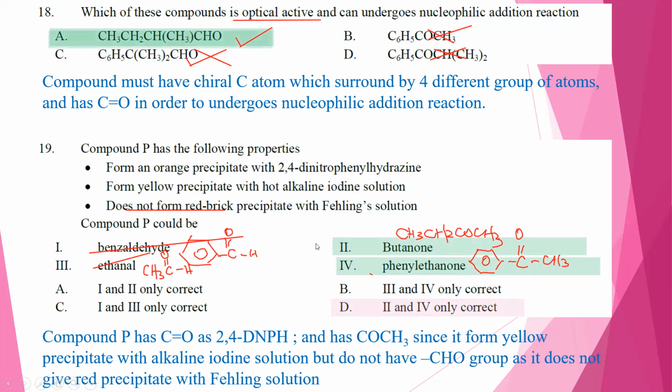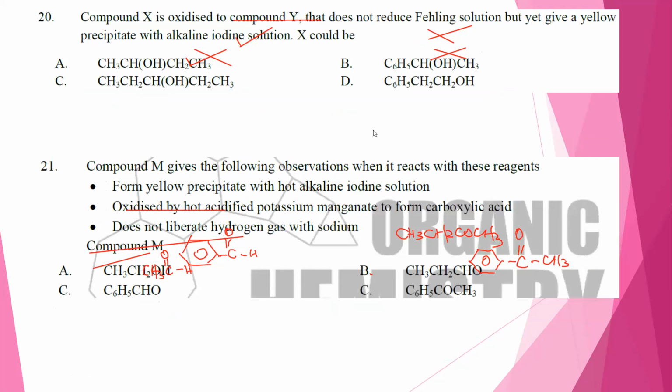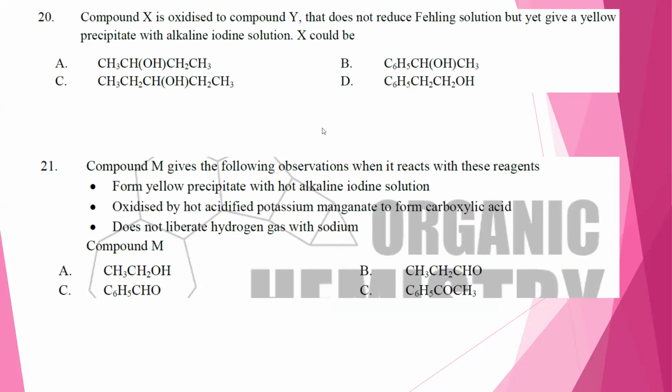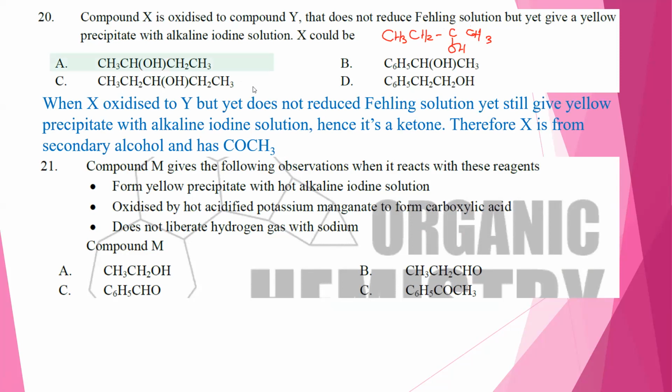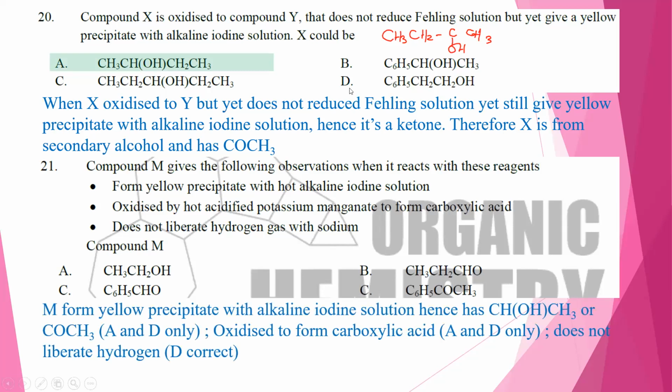Then immediately we go to question number 20. Okay, number 20 sounds like this. Compound X is oxidized to compound Y, which does not reduce Fehling's solution but gives yellow precipitate. So that means upon oxidizing the alcohol X, so this is the alcohol starting, with the alkaline iodine solution. So you might probably see that the compound in here is oxidized to become Y, but does not reduce Fehling's. So it is a ketone and gives a methyl carbonyl. So X is a secondary alcohol and has a COCH3. So the best answer in here will be A.